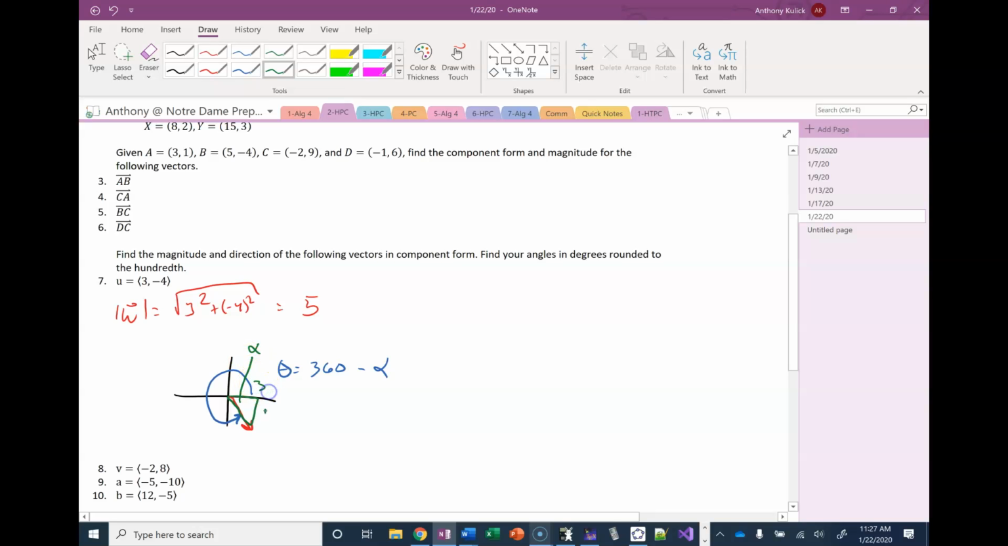So the side lengths of this triangle were 3 and 4, so alpha is going to be tan inverse of opposite over adjacent. And when I type that into my calculator, the tan inverse of 3/4 is about 36.87. So 360 minus that is 323.13.